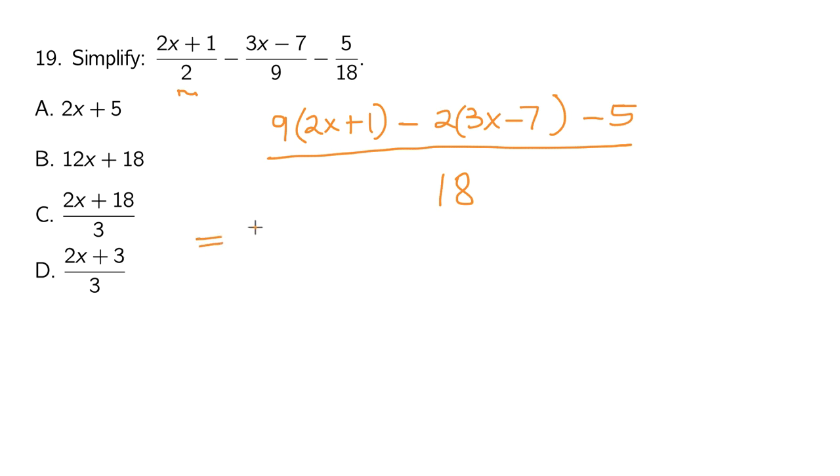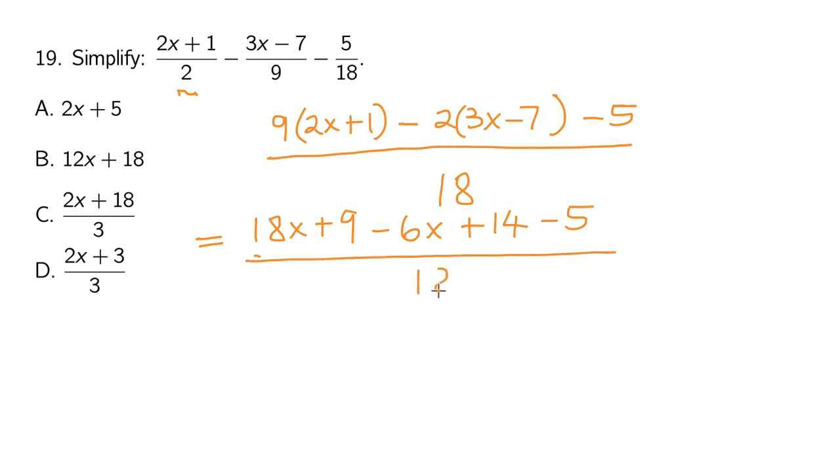So simplifying further, we have 18x plus 9 minus 6x plus 14 minus 5 all over 18. Then we have 18x minus 6x, that's 12x. Then we have plus 9 plus 14 minus 5, that's 18, plus 18 all over 18.